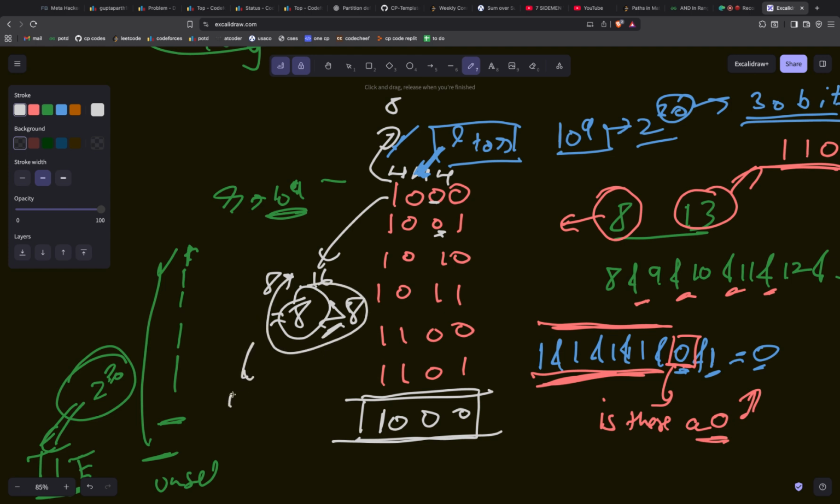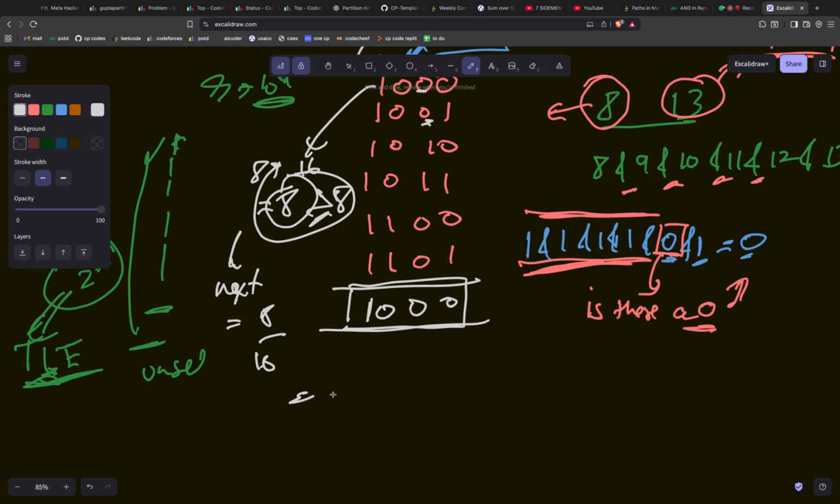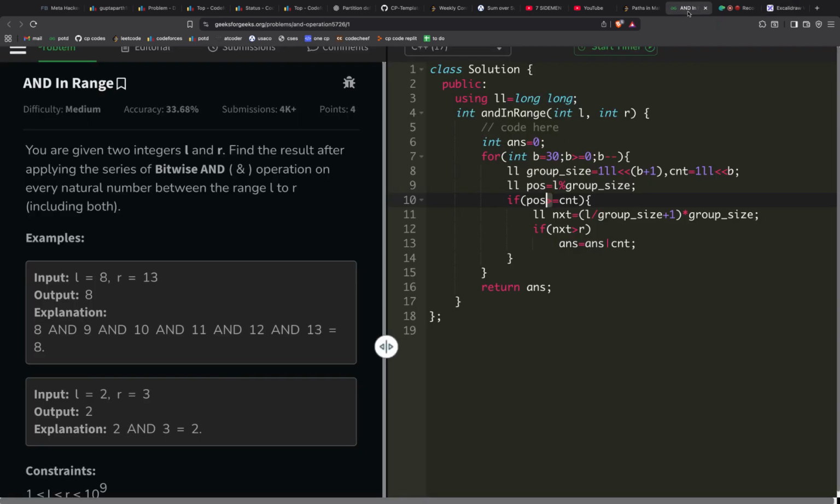Now we'll find the next. So this group is 8 divided by 16, so the current group that you are on is the 0th group. The next group is 0 plus 1, into group size, which again is 16. So at number 16, this bit would get unset, but 16 is greater than R. That is why we are keeping this one bit. Hopefully this makes sense. I think I've over explained it, but it's fine.